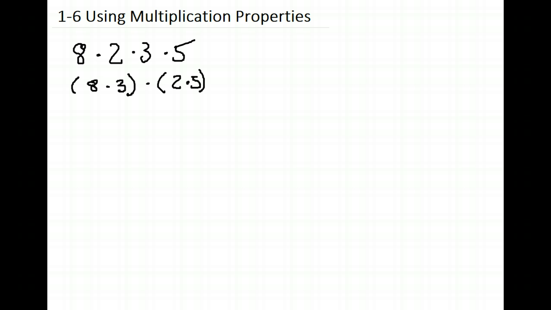So now let's do the multiplying through. First things first, 8 times 3, and that is 24, times 2 times 5, which is 10. So now we have 24 times 10, which is simpler to multiply. So the first step we did was the commutative property. And then we regrouped them. So that's the associative. And so then we did the associative property. So now we have 24 times 10, which is 240.